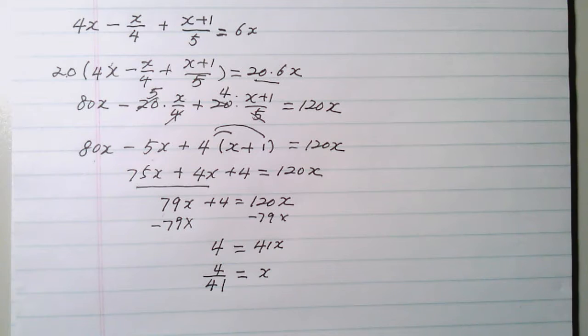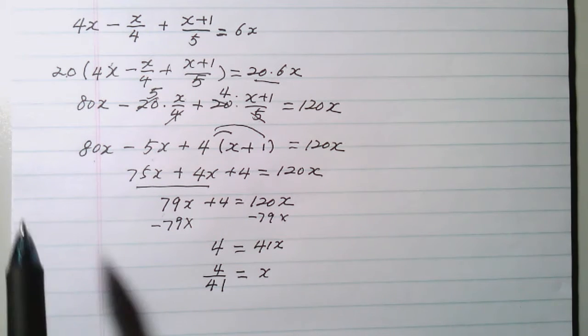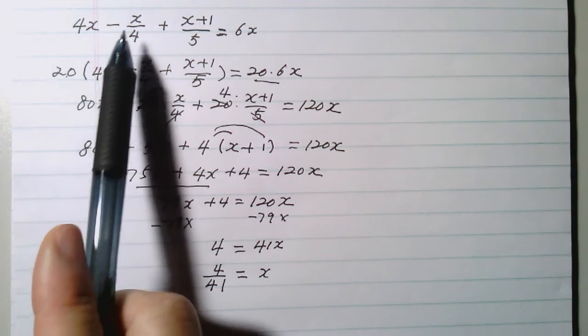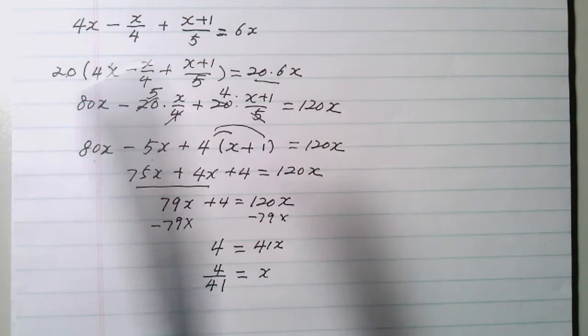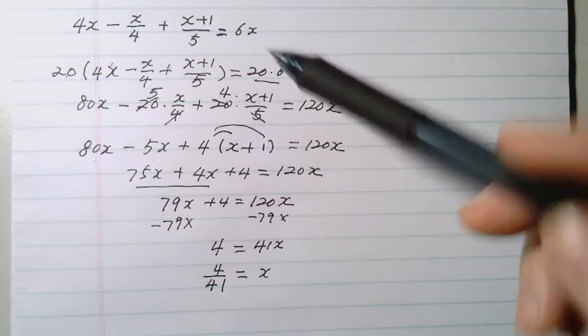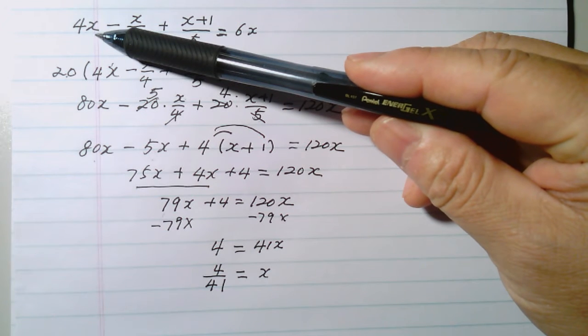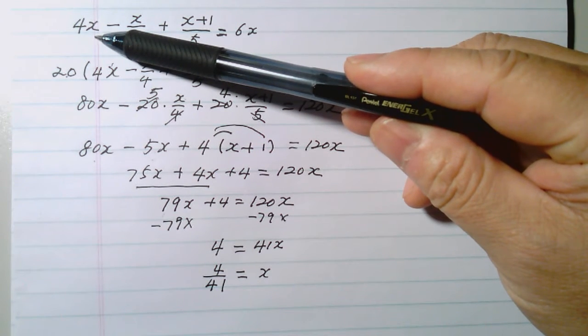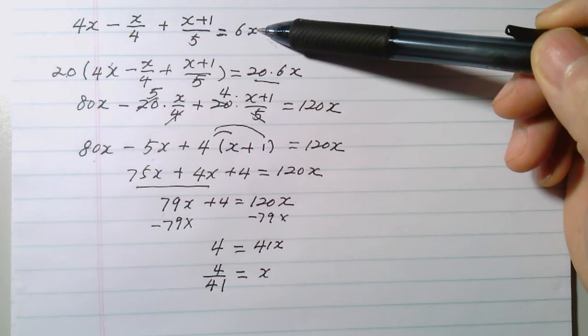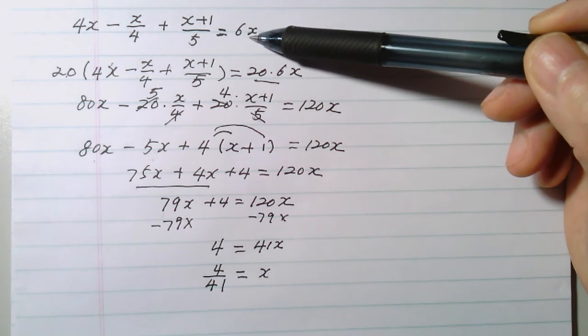Another thing: sometimes people say, I don't want to do all those steps, I just want to multiply each term by 20, which is fine. But that's going to cause a problem sometimes. Sometimes people think, look, the first term is an integer, so I don't need to multiply by 20 to get rid of a denominator. That's one, no fraction.